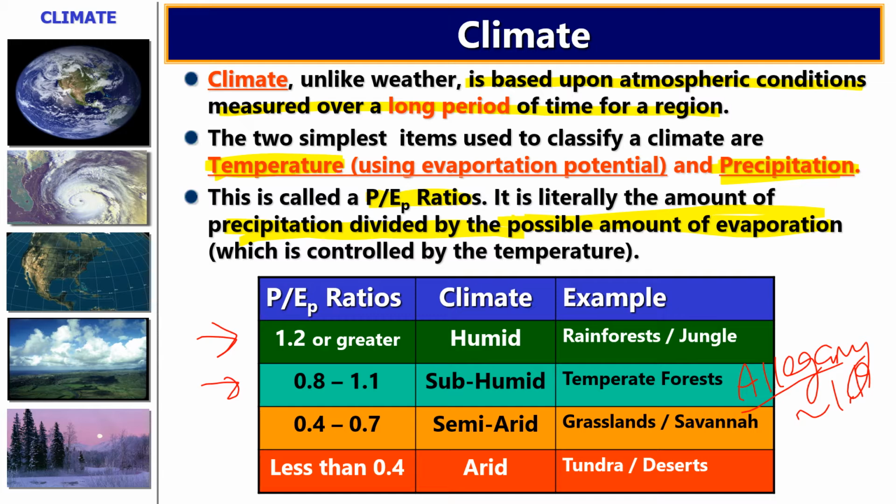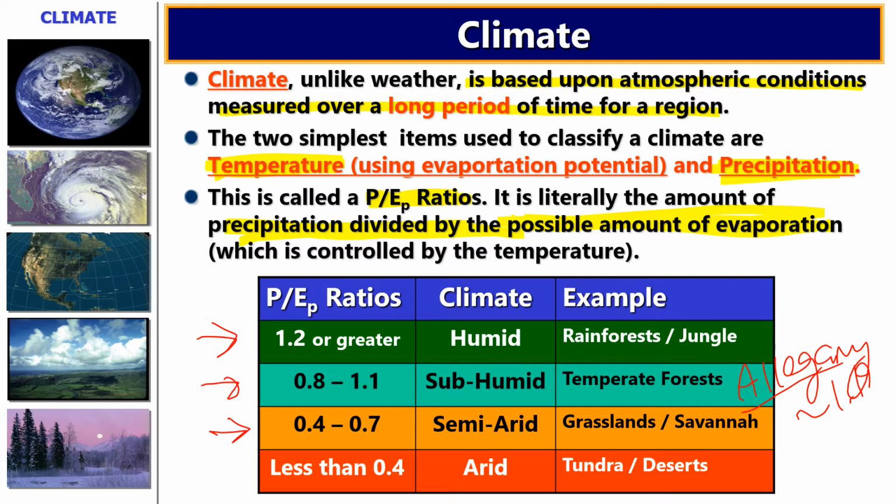Then, if you have very little precipitation compared to evaporation, but you still got some going on, you are 0.4 to 0.7. You are semi-arid. You would be a grassland or a savanna. So most of the middle of the United States falls into this grassland, savannas like the Serengeti in Africa.